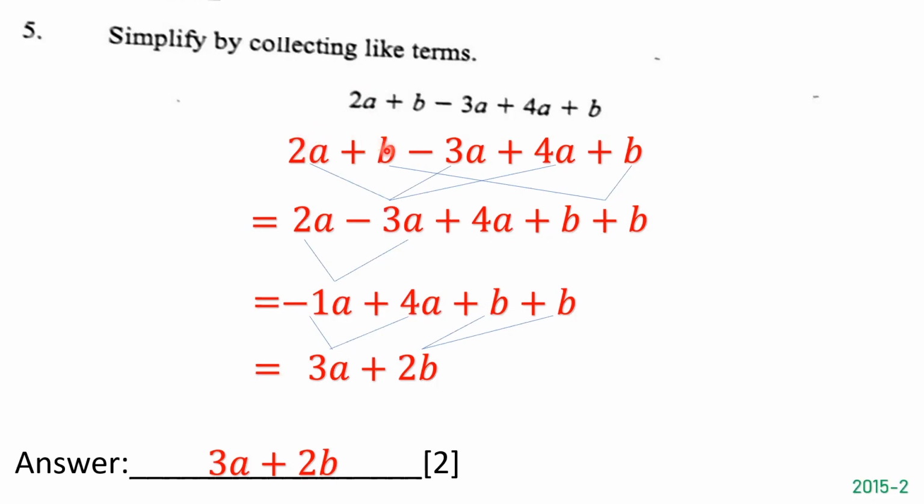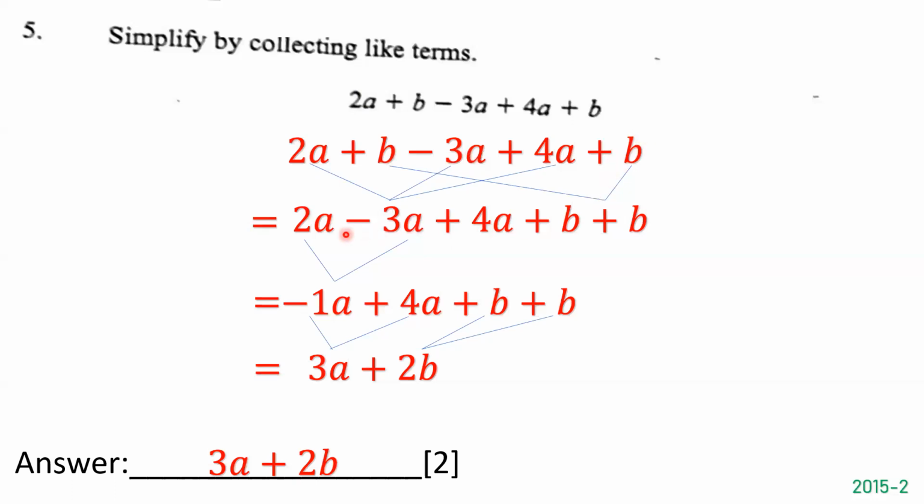So we have 2a plus b minus 3a plus 4a plus b. Notice that all of the a's we're going to bring together. So 2a, we bring that there. Negative 3a, we're going to bring that there. 4a, we're going to bring that there. So 2a minus 3a plus 4a, we bring them all together. And then all we're left with is b's, because we have plus b, we bring that there, and we have another plus b, so we bring that there.